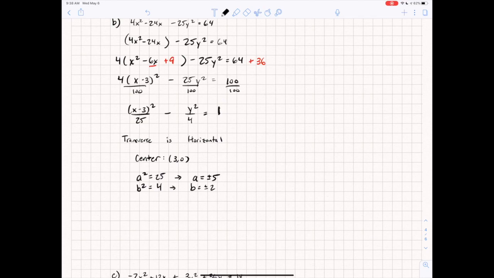So this tells me that my asymptotes, I can just go ahead and find those now. The slope will be equal to plus or minus b over a, so 2 over 5. And then the equation would be given as y minus 0, since there's no vertical shifts for the center there. My slope, which is plus or minus 2/5, and then x minus 3, since that's the shift with my center. And so here, I'm going to go ahead and graph it.